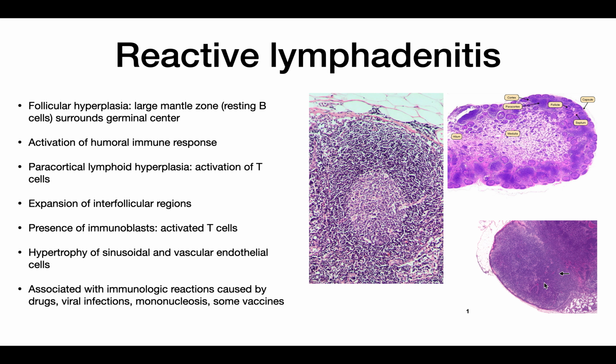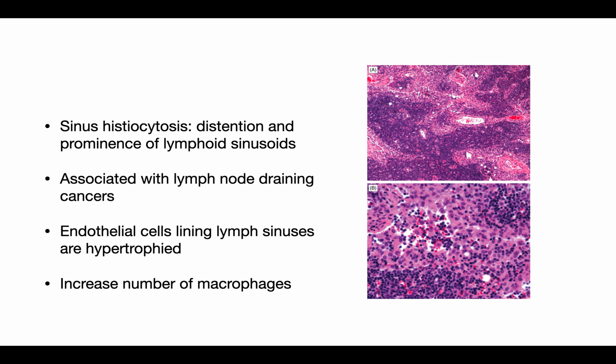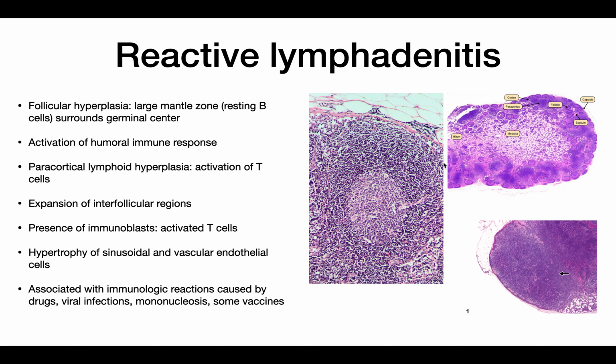The hypertrophy of the sinusoidal and vascular endothelial cells will occur, and those are going to be associated with the reactions caused by drugs, viral infections, some vaccines. So this is a pretty normal reaction. The histiocytosis, you can see the distension and prominence of the lymphoid sinuses, and that is the problematic sign. The rest are normal hyperplasia, as long as it's orderly, like here, you can see there is still a differentiation. That's okay.